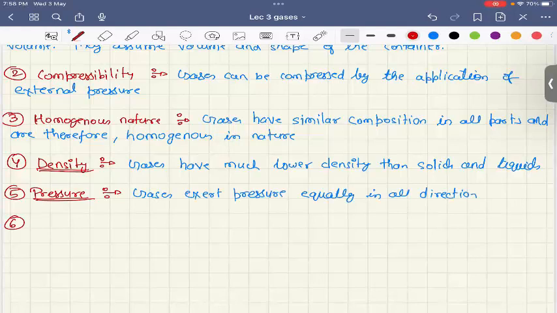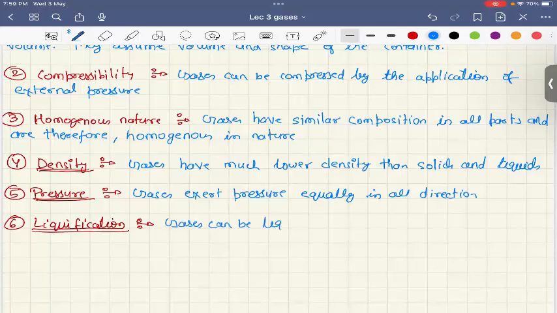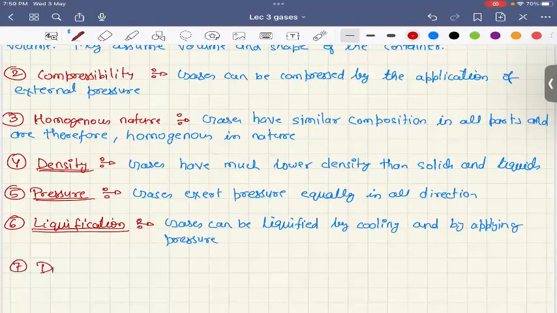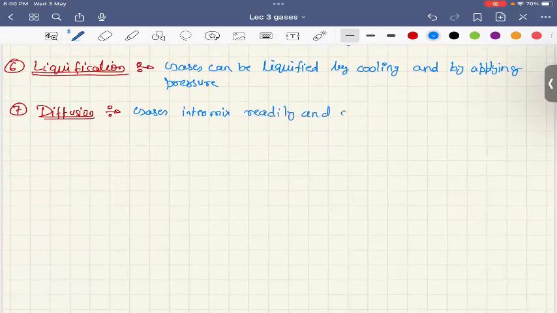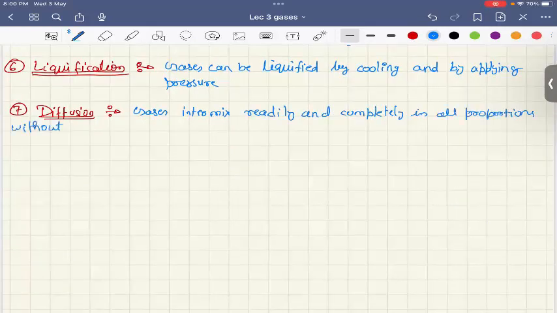Next is liquefaction. Gases can be liquefied by cooling and by applying pressure. Next is diffusion. Gases intermix readily and completely in all proportions without any mechanical aid.